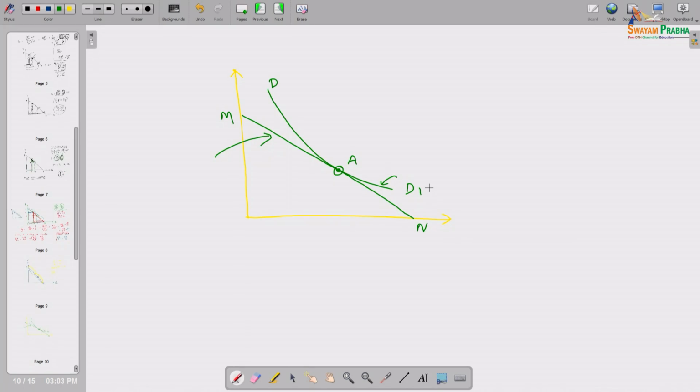So along the D1 demand curve at point A, the absolute value of own price elasticity of demand is basically AN by AM, that is it. Although you are asked to find the elasticity of demand at point A on the demand curve DD1, that is the message, that is the learning you keep in your mind.